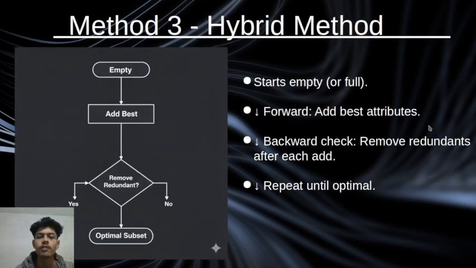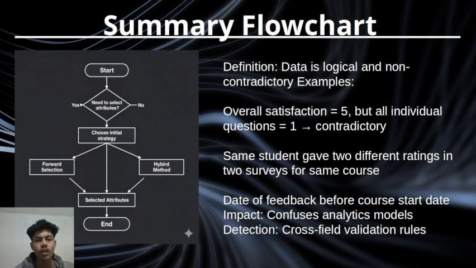Now method 3 is the hybrid method, where we start from an empty set and add the best attribute, then a backward check removes redundant ones after each add. This process repeats until we get an optimal model selection. Now this is a summary of this flowchart, where we start. If we need an attribute, we go to initial strategy, forward selection, hybrid selection, then we select attributes and the process ends.